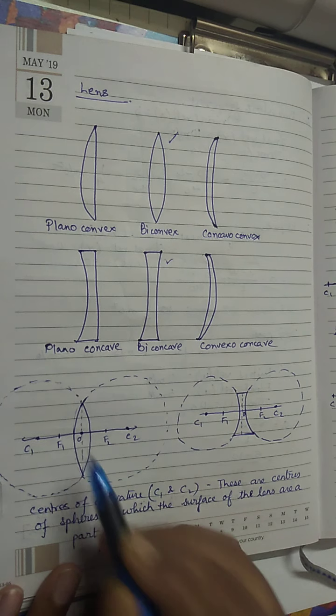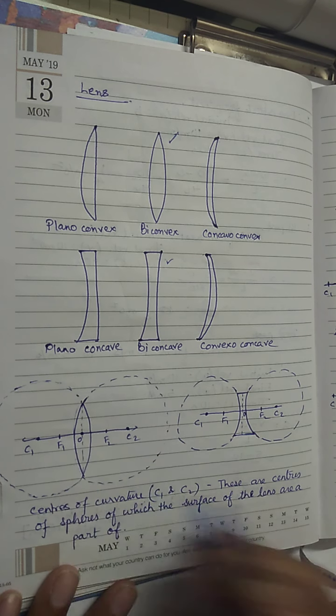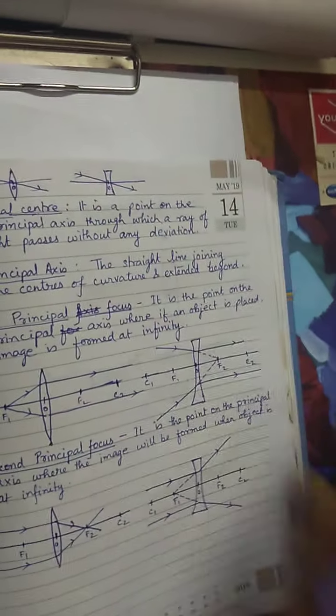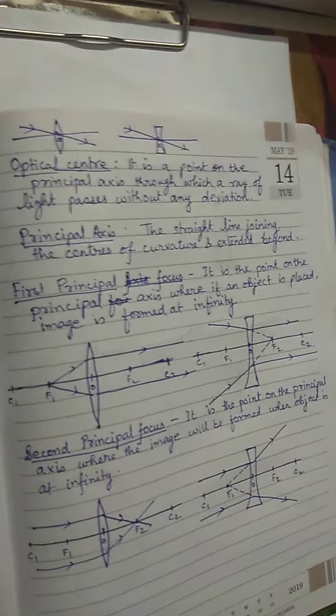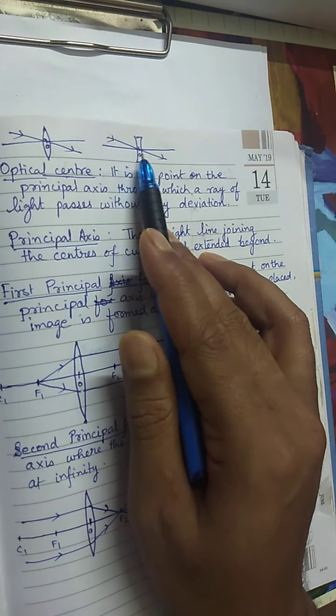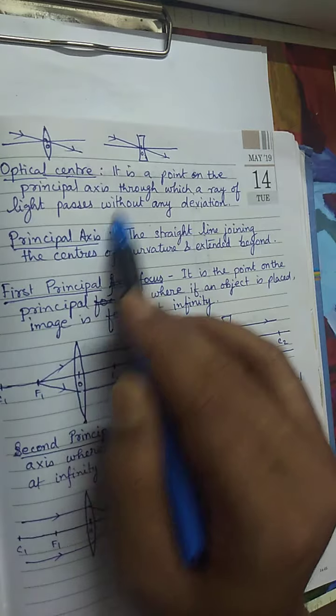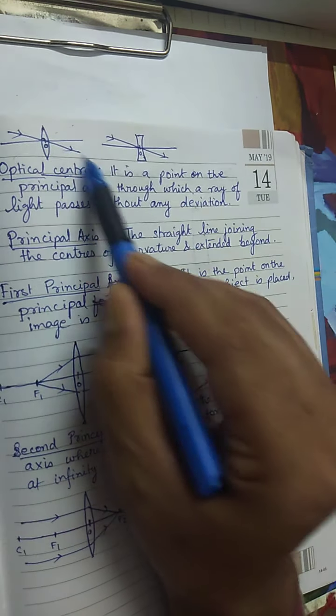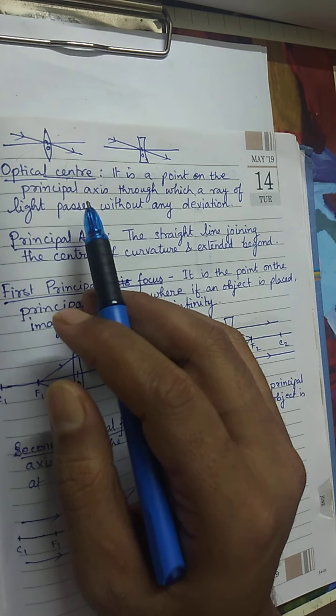Now, on this principal axis, I have marked a point, marked it as O. What is O? O is the optical center. Now, how do we define optical center? Optical center is defined as the point on the principal axis through which a ray of light will pass without any kind of deviation. It can come from below also, it can come from above also, but there will be no deviation.